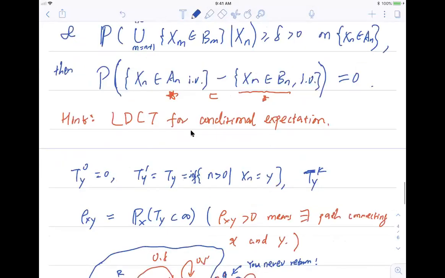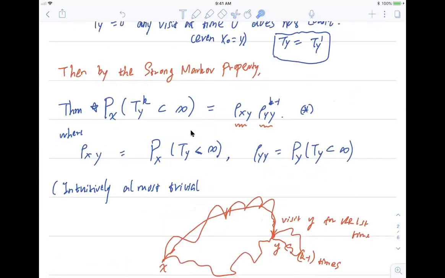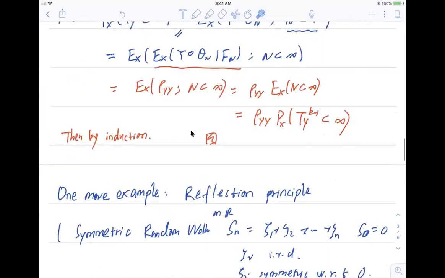By this result, from x you reach y in k times, not k steps. This is equivalent to you first reach y, and then you visit y for k minus 1 times. So if this is 1, we can also get, if this is y, py, ty, k is also 1. So this is 1, this is 1, we always get 1.